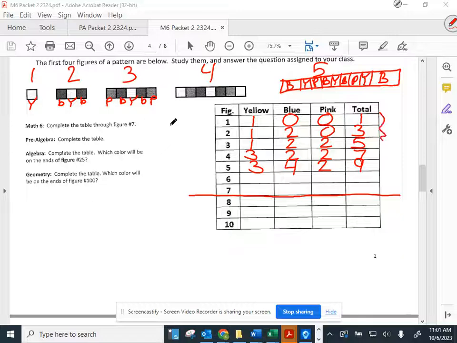By this point, you should see a pattern for your total numbers. 1, 3, 5, 7, 9. Can we figure out how many is going to be in the total for the next figure? Because we're going odd numbers. We keep counting by odd numbers. We're adding 2 blocks every time.